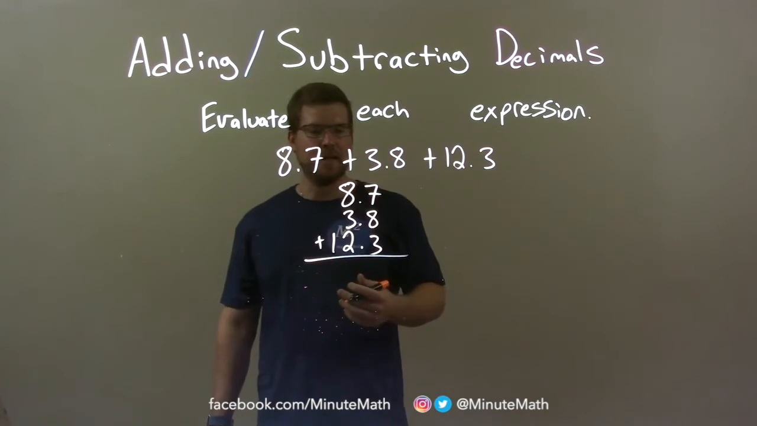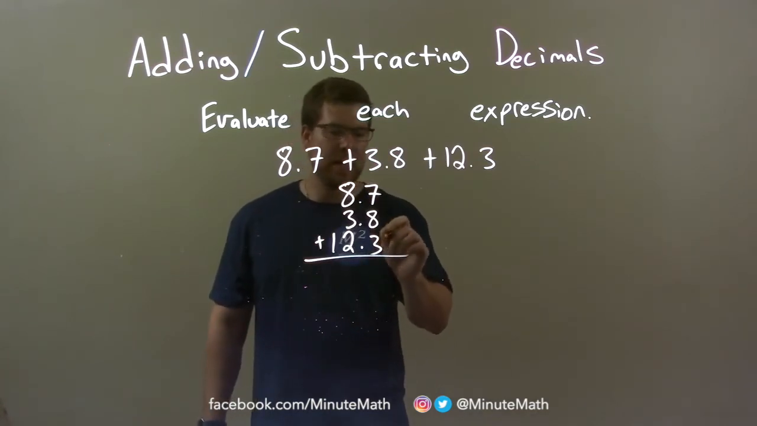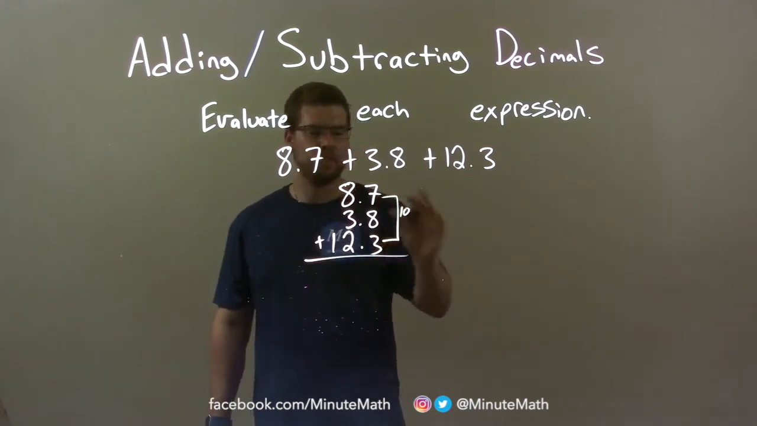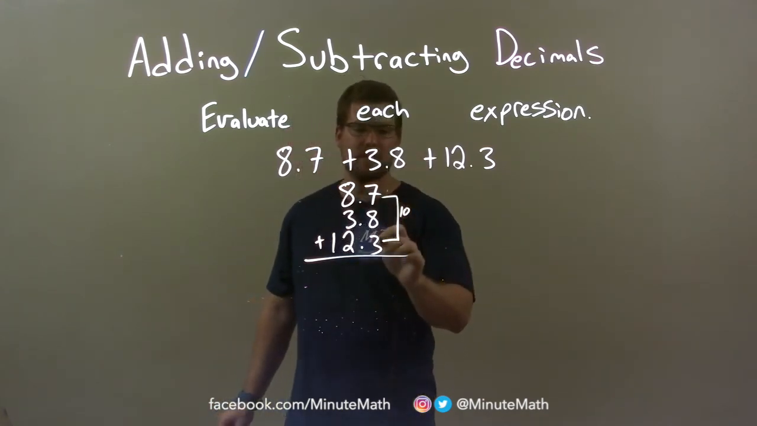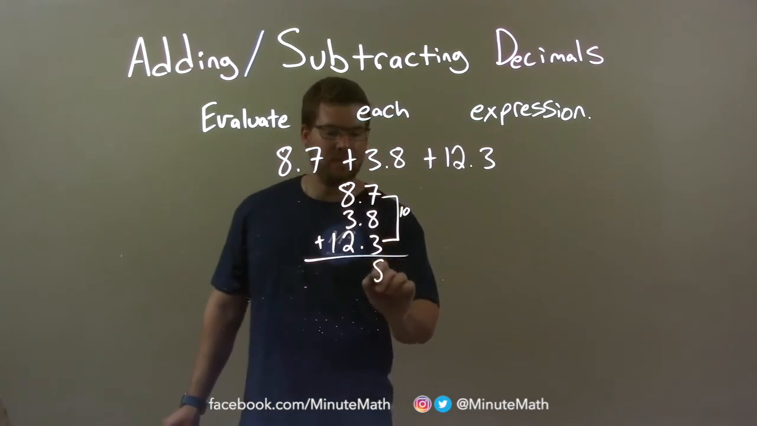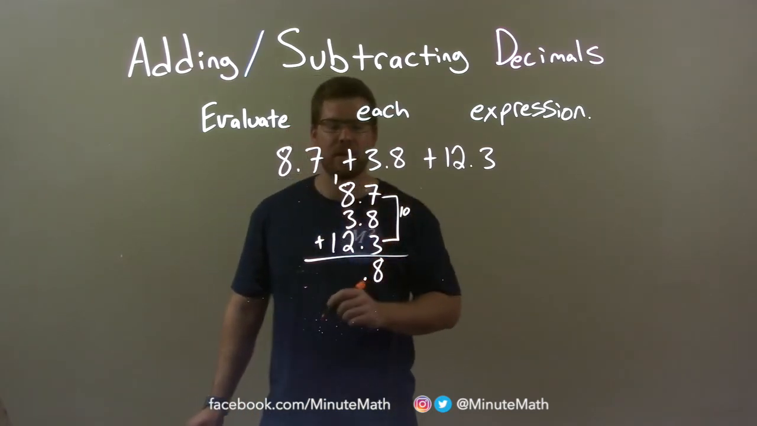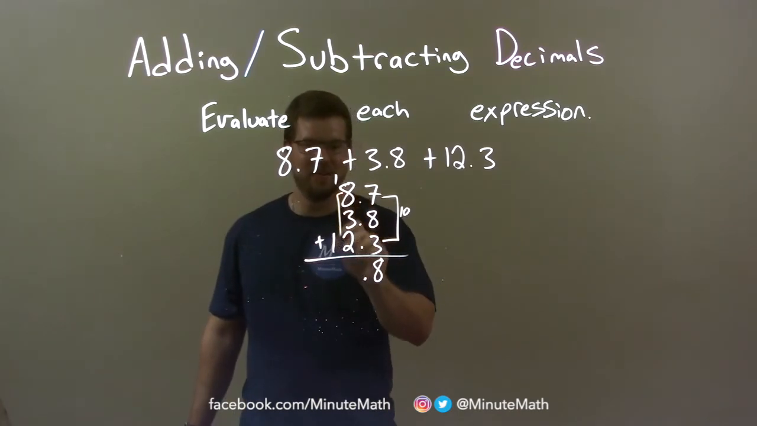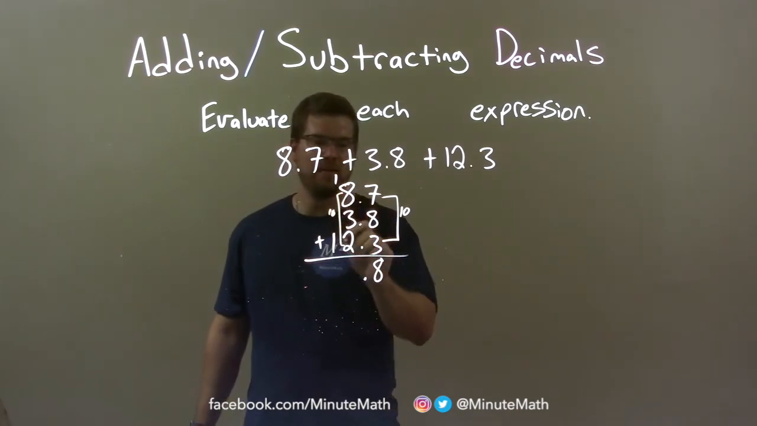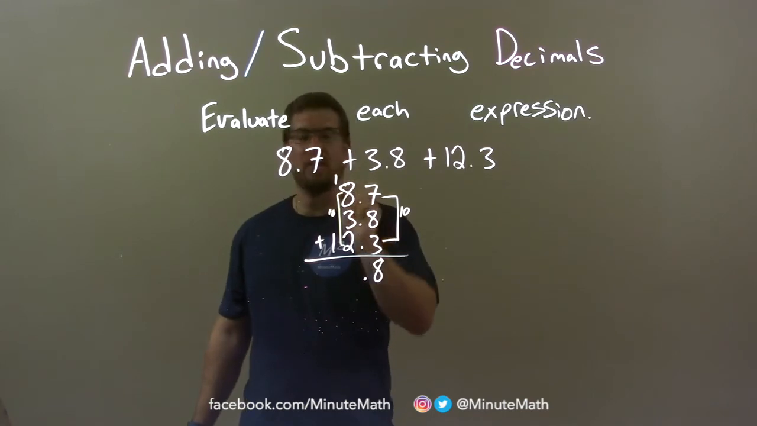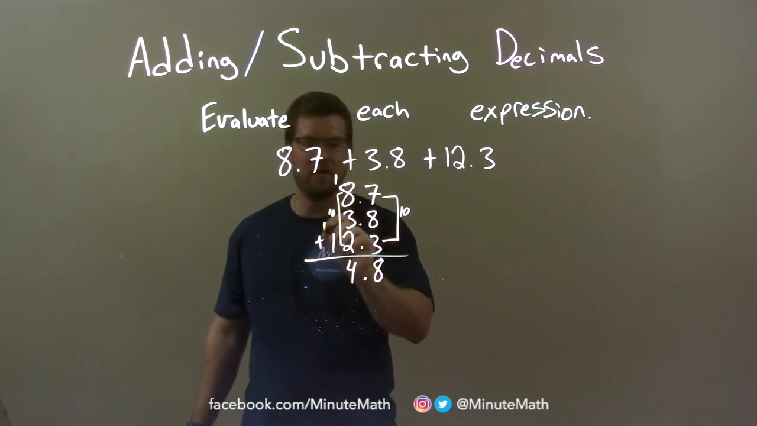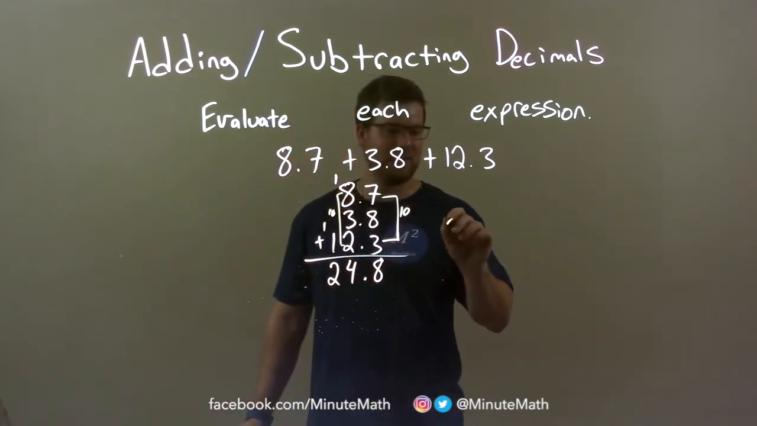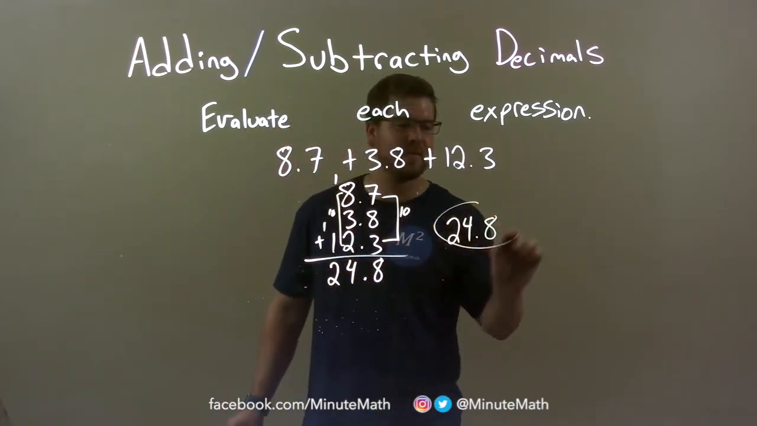Now, one of my little techniques here, I like to make some pairs. And I see a pair, 3 and 7 are a 10. So I keep that in mind. 3 plus 7 is a 10, plus 8 is 18. So 8 right there, and we carry the 1. Now, 8 and 2 is also a 10. Plus 3 is 13, plus that 1 is 14, so we have 4 and carry the 1 right there. 1 plus 1 is 2. So here we have our final answer, 24.8.